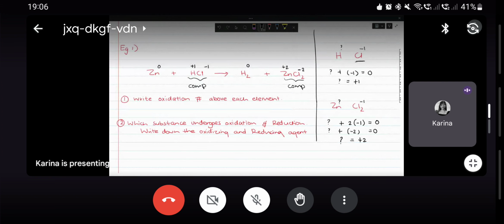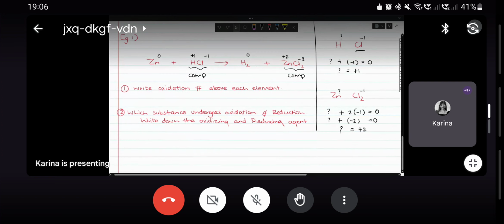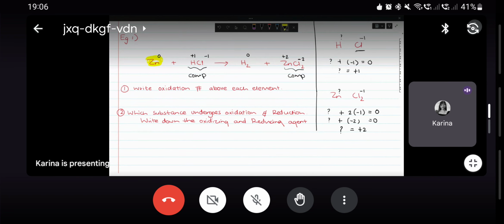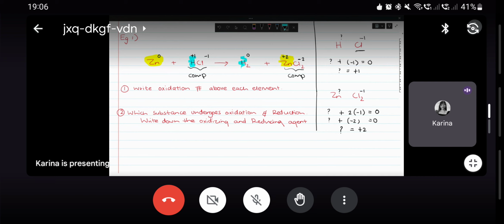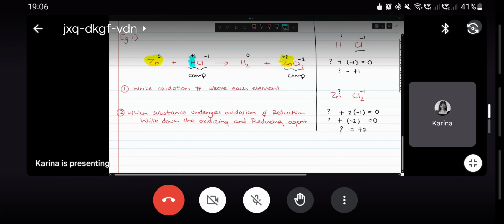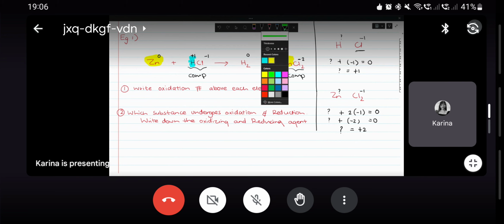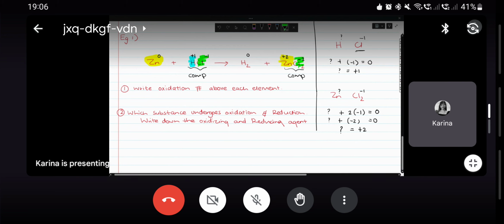So the first thing we're going to do is look at which substances we have. We've got zinc, hydrogen, and chlorine. Let's highlight them individually. We've got zinc here, going from 0 there to plus 2 here. We've got hydrogen here, and then we also have chlorine, okay? But we're just going to look at chlorine here.